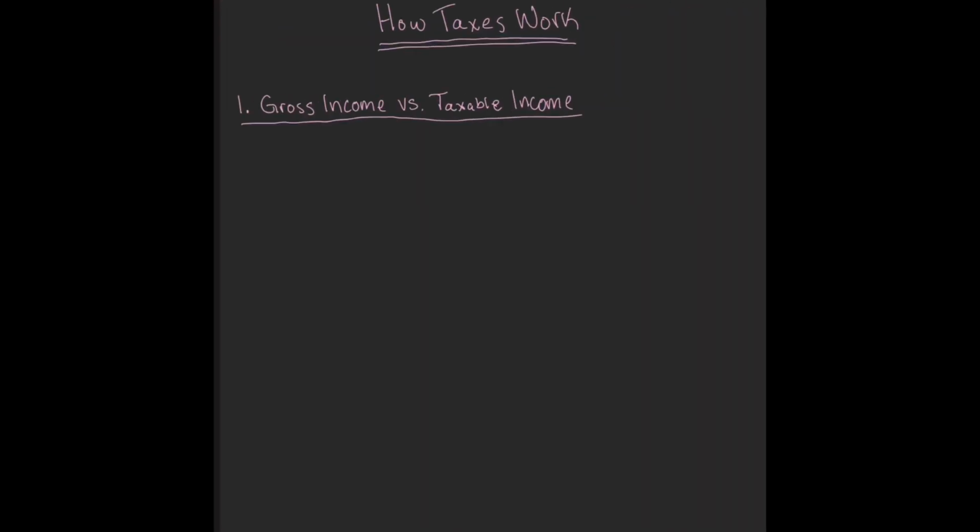So first, I think it's important for us to decipher the difference between gross income and taxable income. There's what you earn, and that is gross income. It's what you earn. But then there's also what you get taxed on. And what you get taxed on is called your taxable income. The gross income is that number you see when you sign an employment contract. And the taxable income is a number you don't see anywhere until you go to actually pay your taxes.